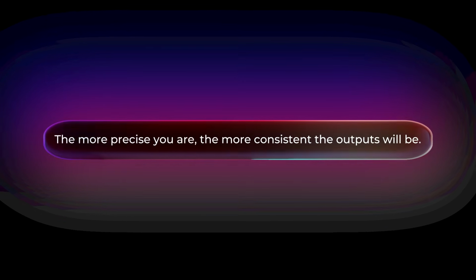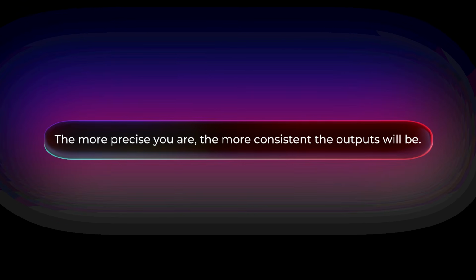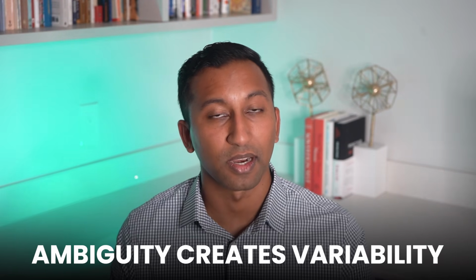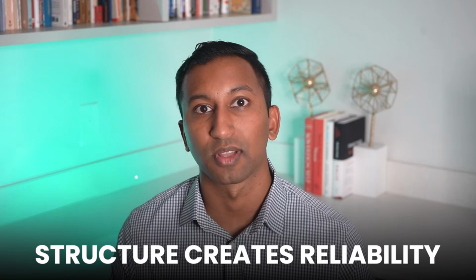The more precise you are, the more consistent the outputs will be. Large language models respond to clarity and constraint. Ambiguity creates variability. Structure creates reliability.